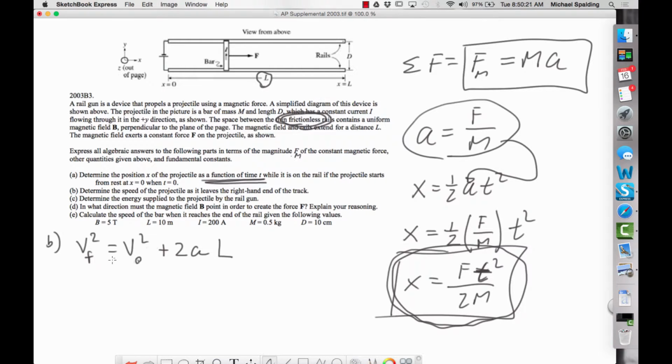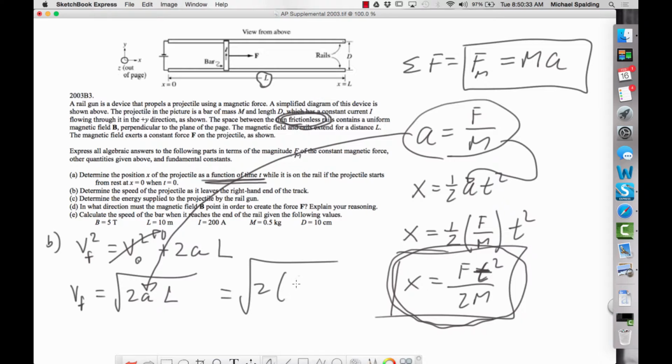So V initial is 0. Therefore V final is going to equal the square root of 2AL. Plug in your A. A is F over M, so this is going to be 2 times F over M times L. And that simplifies to the square root of 2FL over M. Is that right? Yeah. Okay.